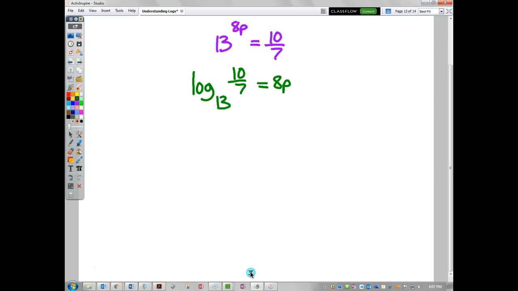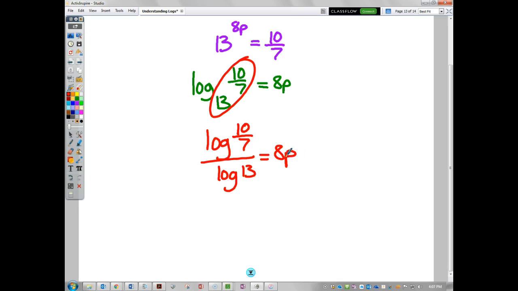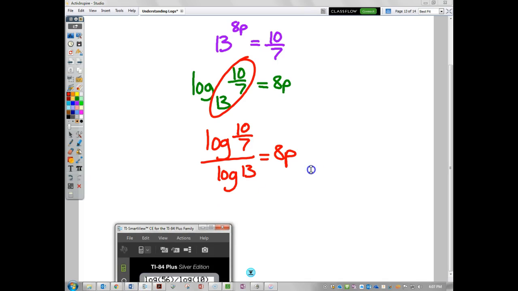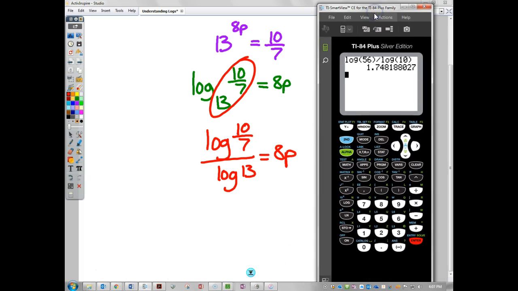All right. Now, again, recognize that when it's in log form and you know both those numbers, you're to use the change of base formula. So this becomes the log of 10 over 7 divided by the log of 13 equals 8p. So calculator time. Let's clear out the old info. Log of 10 over 7, close parentheses, divided by the log of 13. Not 133, but 13. There we go.